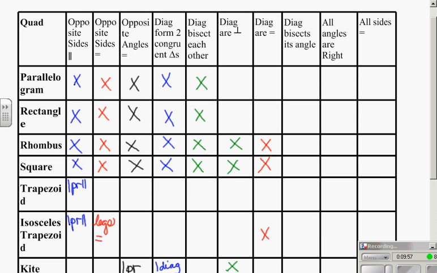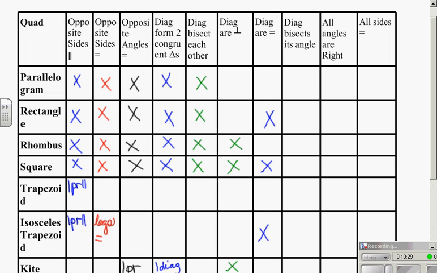Bisecting the angles. The only two that bisect angles are, oops, I got off one. Angles are perpendicular there. Diagonals are equal. I'm sorry, I got off on my notes. Diagonals are equal is a rectangle and a square and the isosceles trapezoid, which I just drew for you.